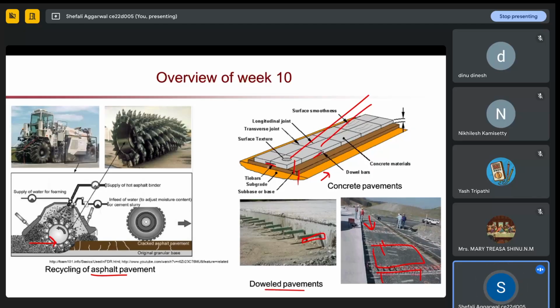However, tie bar is provided longitudinal to the wheel load. It is in this direction that we are providing tie bars, and tie bars will prevent the joint from opening, providing a joint between two slabs perpendicular to the wheel load. So dowel bars are parallel to the wheel load, and tie bars are perpendicular to the wheel load.